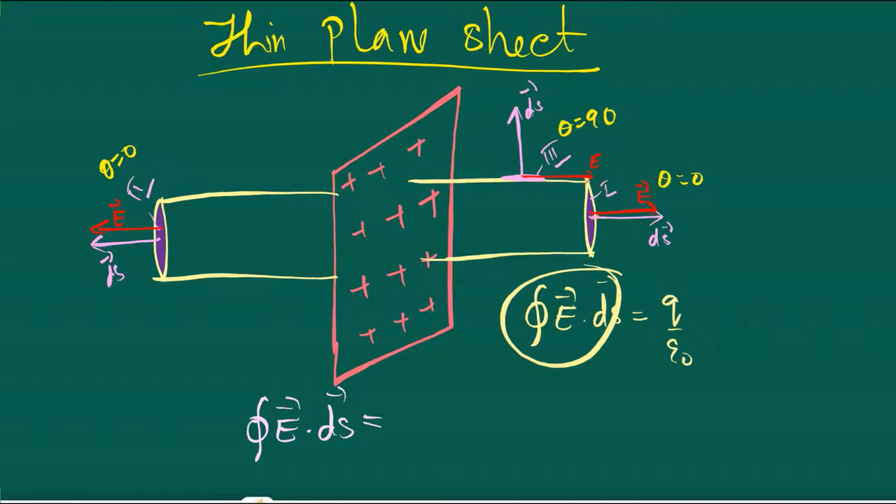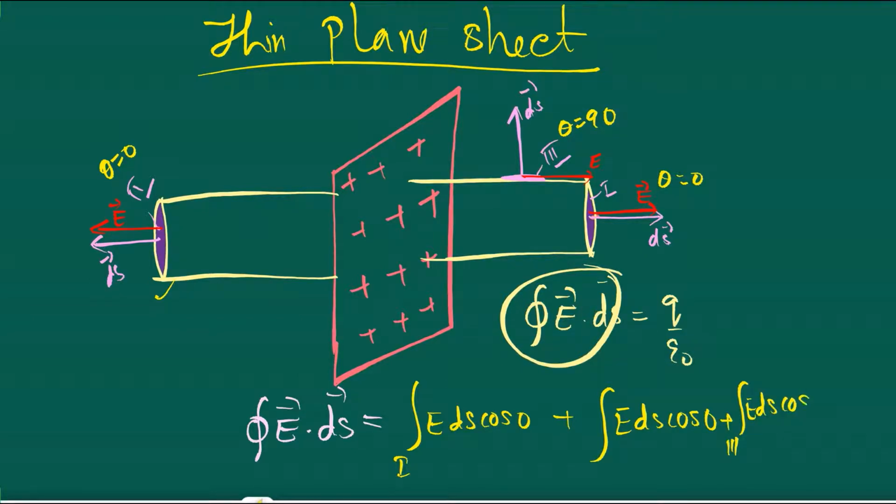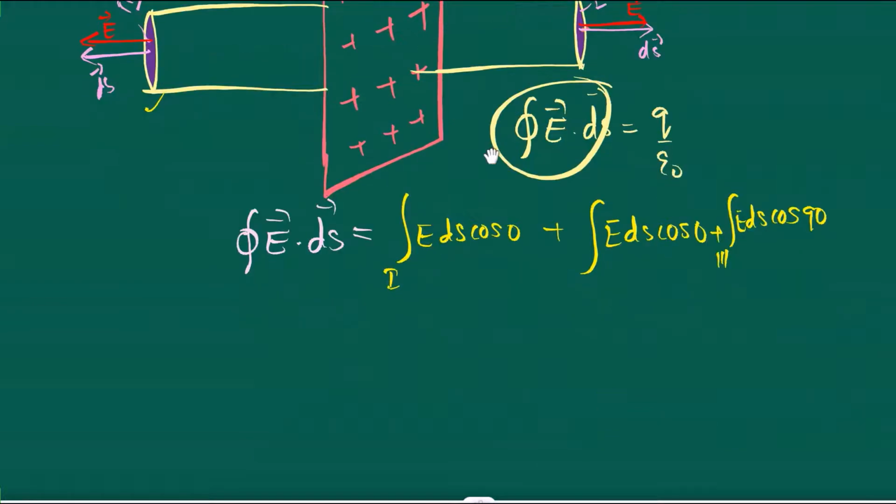Now the integral of E dot dS can be split into three regions. Region 1: E dS cos theta, where theta here is 0. Region 2, this one only, is also E dS cos 0. Then the third region is again E dS cos, and the angle is 90, so cos 90.